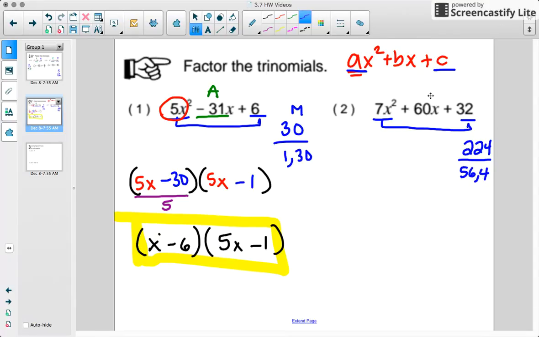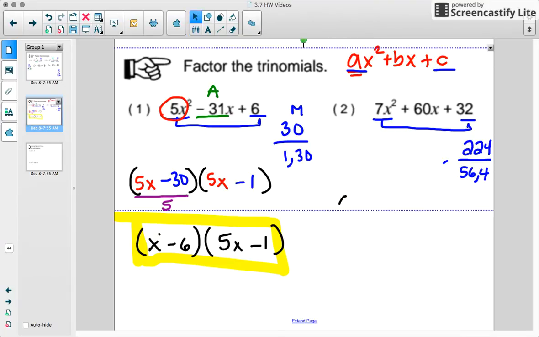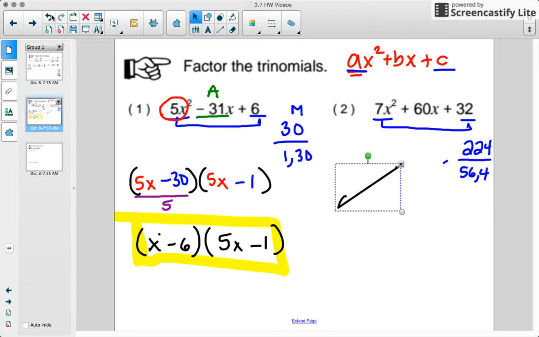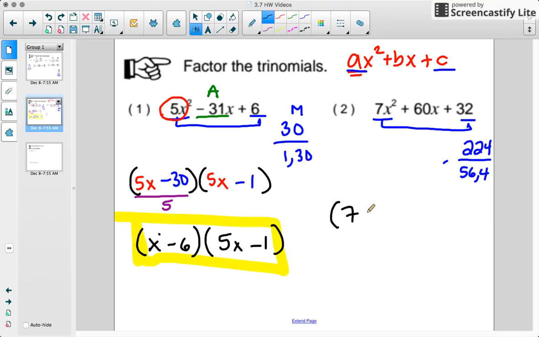Now this could take you a while to figure out. Okay, I figured it out just using my calculator and thinking about different factors of 224. If you want, you could use a prime factorization tree to help you think about that. But it is going to be 56 and 4. So what I'll do is put 7x at the beginning of each of our binomials. And then again, use that 56 and 4. And I see that they both need to be positive to get me to this positive 60.